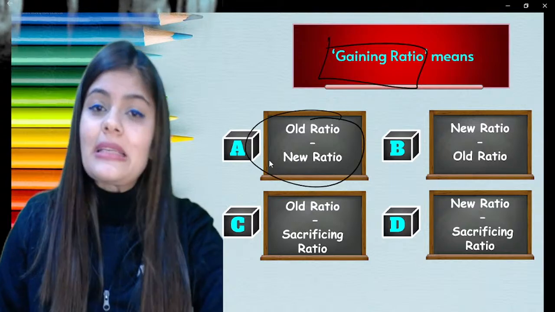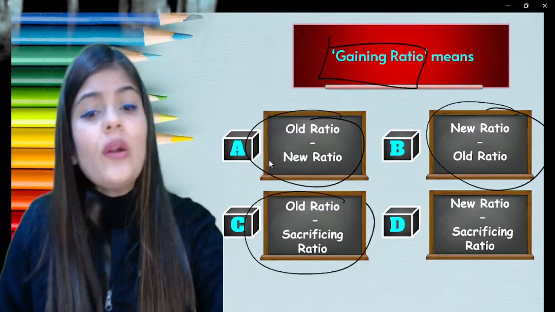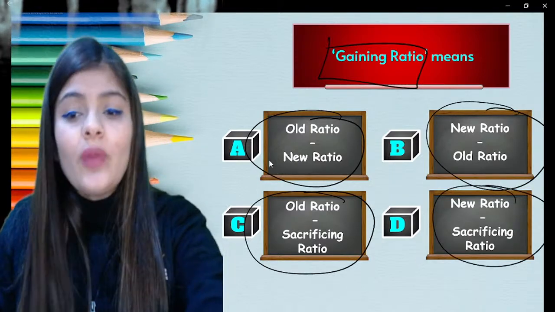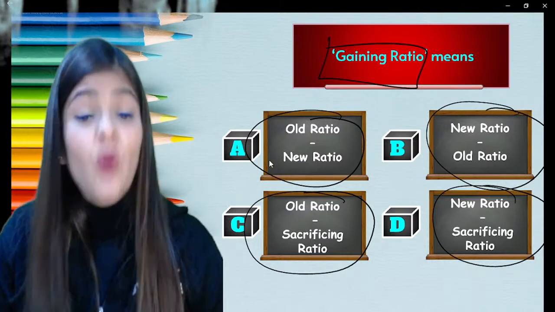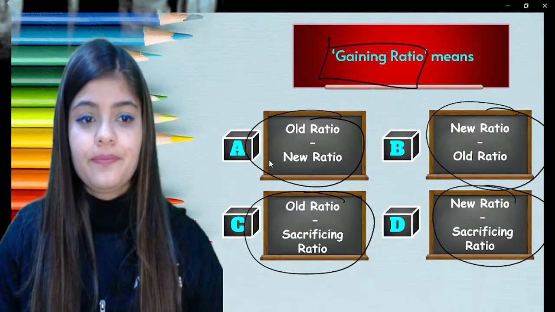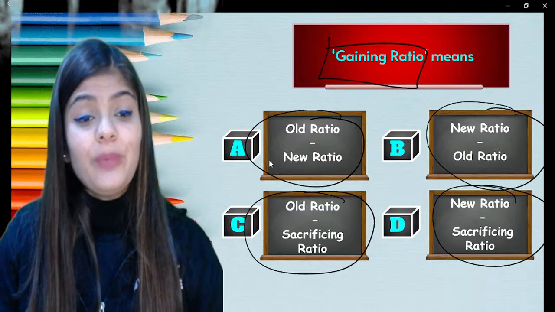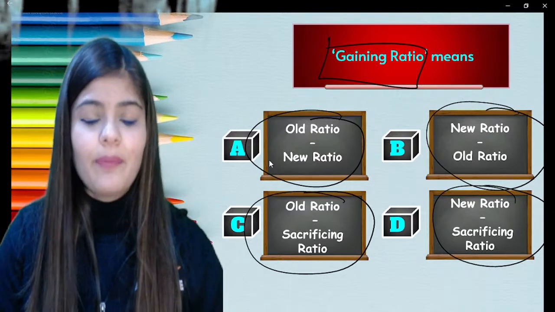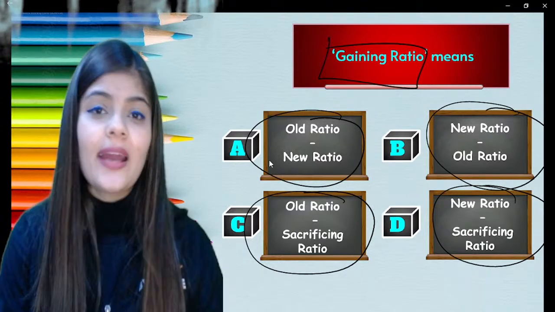Old ratio minus new ratio, or new ratio minus old ratio, or old ratio minus sacrificing ratio, or new ratio minus sacrificing ratio. How is the gaining ratio calculated? Okay, Dolphy is saying B, Shikha is saying B. What about others? बाकी लोग क्या कह रहे हैं? A, B, C, D. What will be the correct answer?